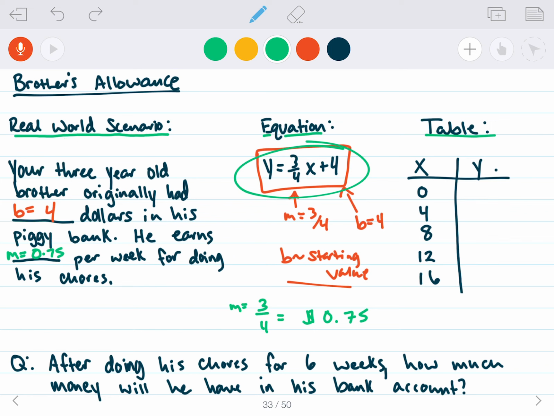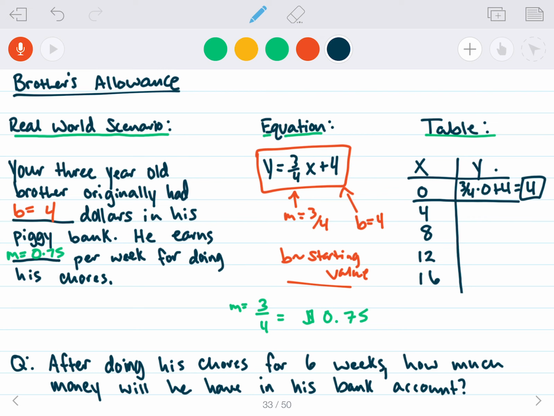And now we can go back to the table and plug in some values. And to do that, we can just use our equation, right? So, okay, what's the value of y when x is 0? Well, that's the starting amount. If we were to plug in 0 for x, we would get 3/4 times 0 plus 4. Anything times 0 is 0. 0 plus 4 is 4. Okay, so y is 4.